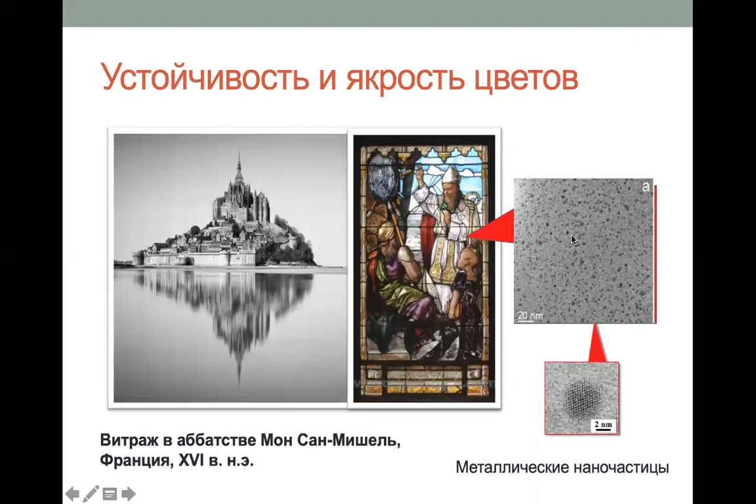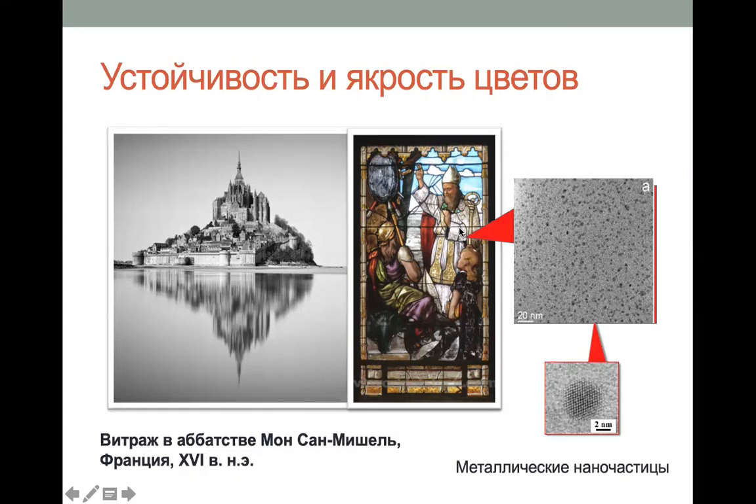Okay, let me go further. And this is another example, so-called stained glass, in Russian vitraj, a stained glass window. And why, you know, are the colors not changed for centuries, or for ages? Why? It's not chemical here. It's not a chemical reason for the color.